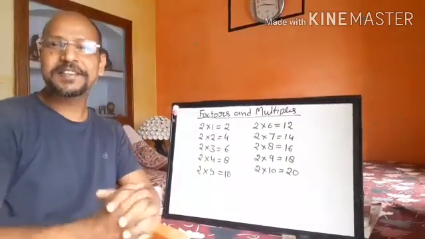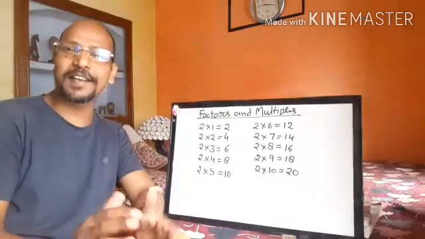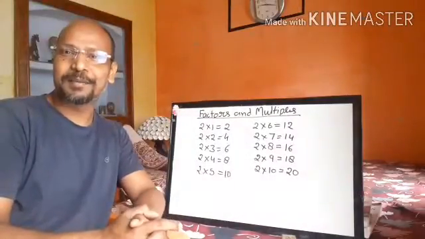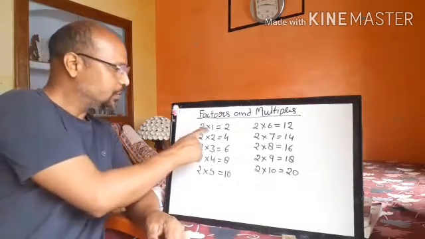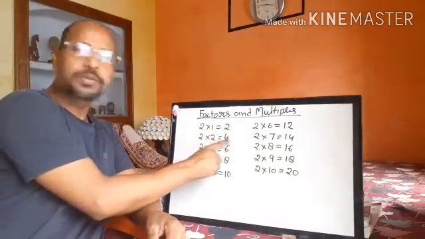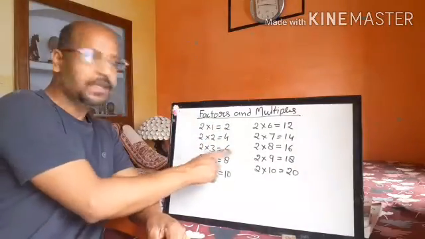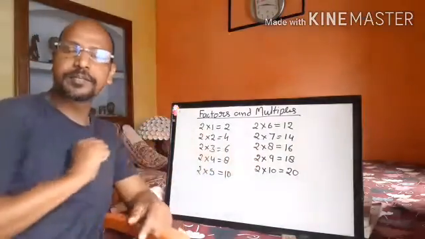So here is the table of 2. How many of you know the table of 2? I think everyone knows the table of 2. So in this table you can see 2 into 1 equals 2, 2 into 2 is 4, 2 into 3 is 6, 2 into 4 is 8 and so on.